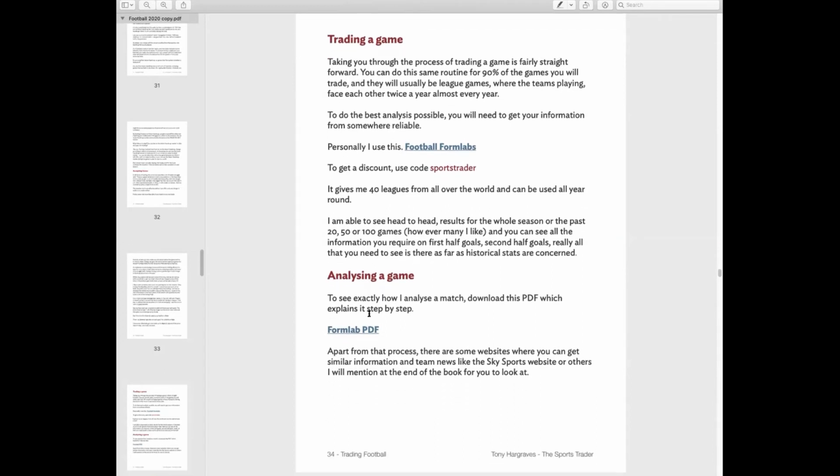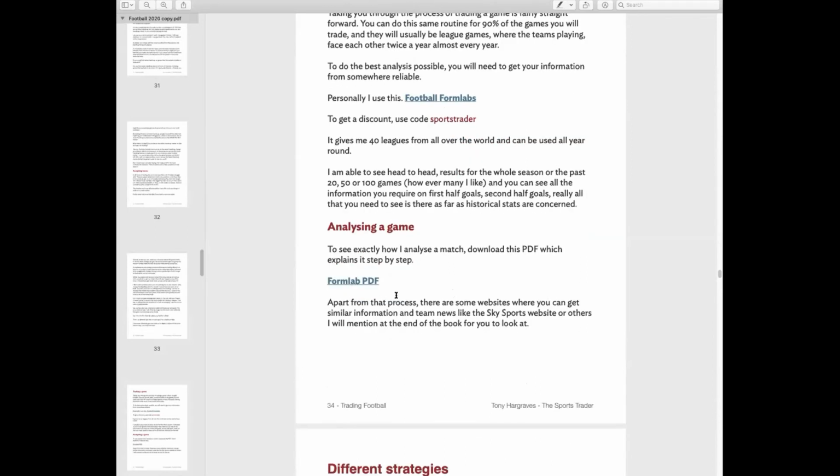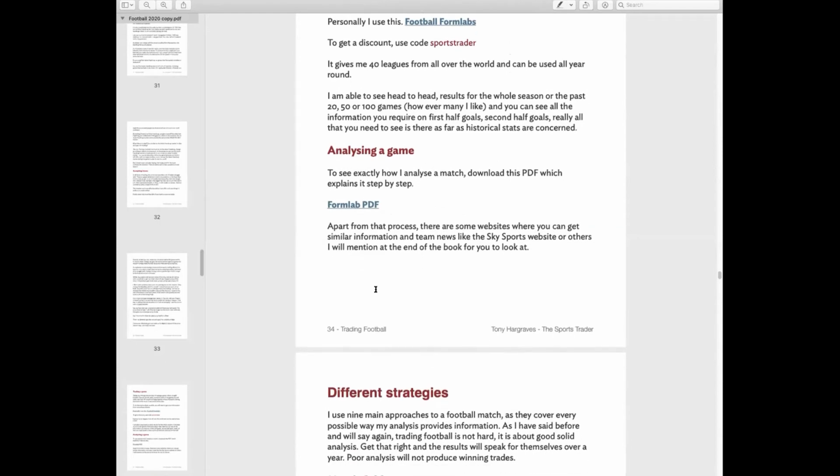I'm going to do you guys a new Formlab PDF to show you how I use that, because that one, I'm not happy with it. I think I should update it and just make it a bit clearer. It seems there's a couple of errors in it. So I'll do you a new one and I'll get you that.